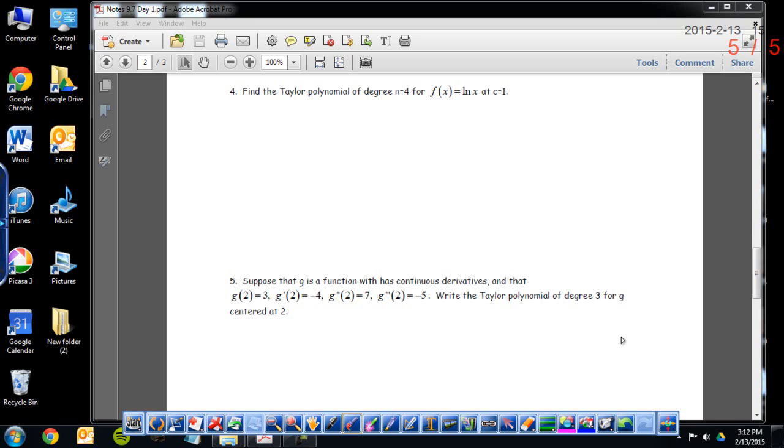Taylor polynomials are something that are very heavily tested on the AP exam, and once you do this a few times, you will be able to knock it out very, very quickly and be thrilled every time they want you to do it because it will be so easy.